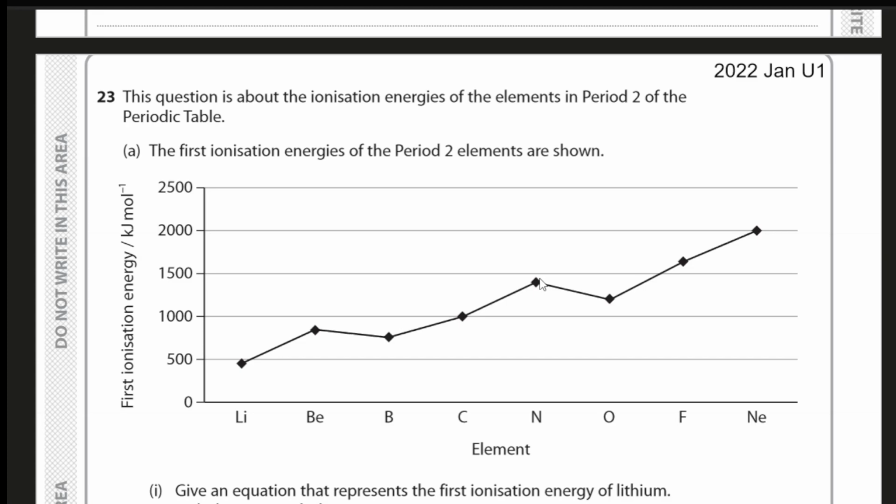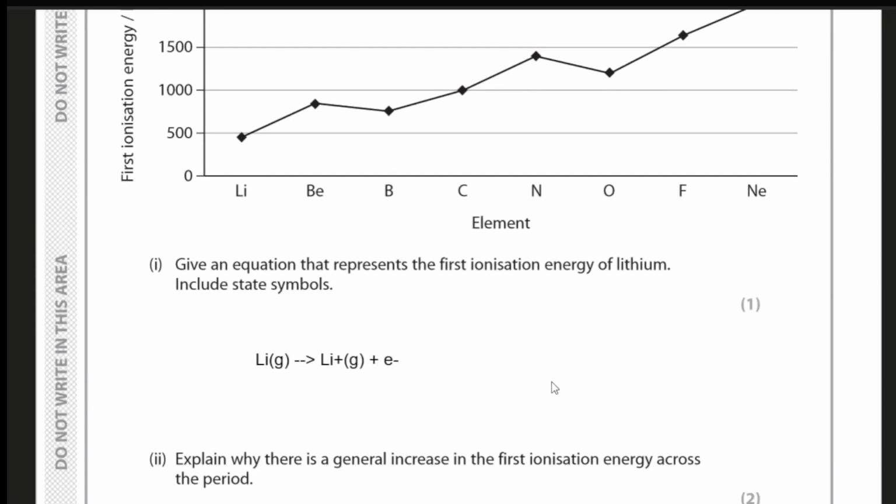Moving on to the next part. This question is about the ionization energies of the elements in period 2 of the periodic table. These are the first ionization energies of the period 2 elements. Now give an equation that represents the first ionization energy of lithium, and include the state symbols. Well, this is pretty simple. In ionization energy, one electron gets removed and all the species are in their gaseous state.